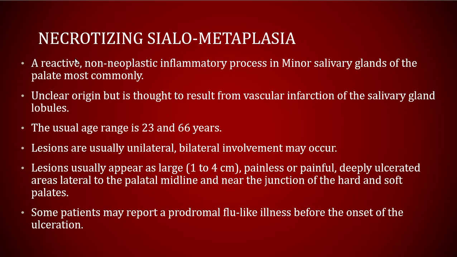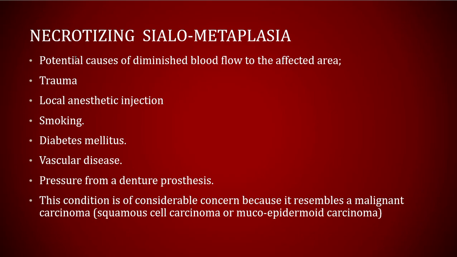Lesions usually appear as large, 1 to 4 centimeters, painless, sometimes painful, deeply ulcerated, near the junction or lateral to the palatal midline. Patients may report prodromal flu-like illnesses before the onset of the ulceration. Basically, it's due to diminished blood flow to the palate or to the minor salivary glands. This can be due to trauma from local anesthesia, smoking, DM, vascular disease, or pressure from an edentulous prosthesis.